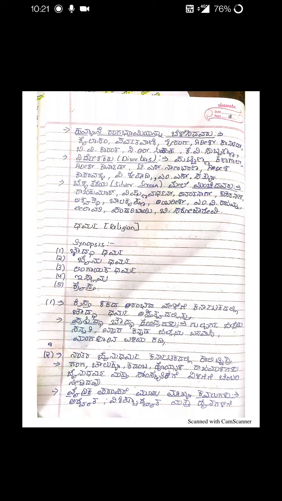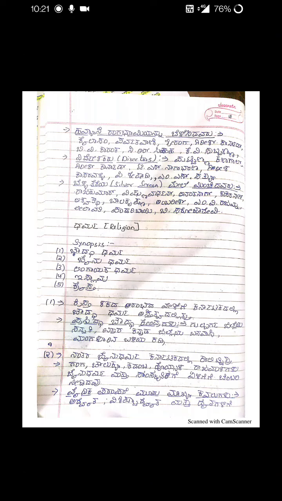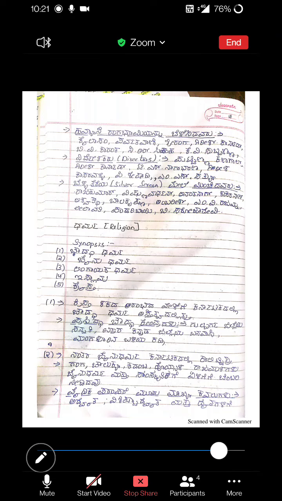Names are given. The next concept in this unit is Dharma, religion. Religions in Karnataka. So synopsis: there is Bauddha Dharma, Jaina Dharma, Lingayat Dharma, Islam, and Christian Dharma. The first is Bauddha Dharma.